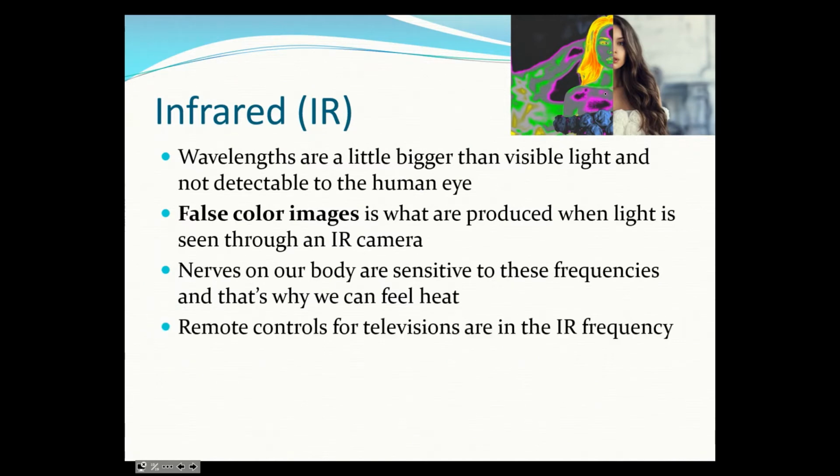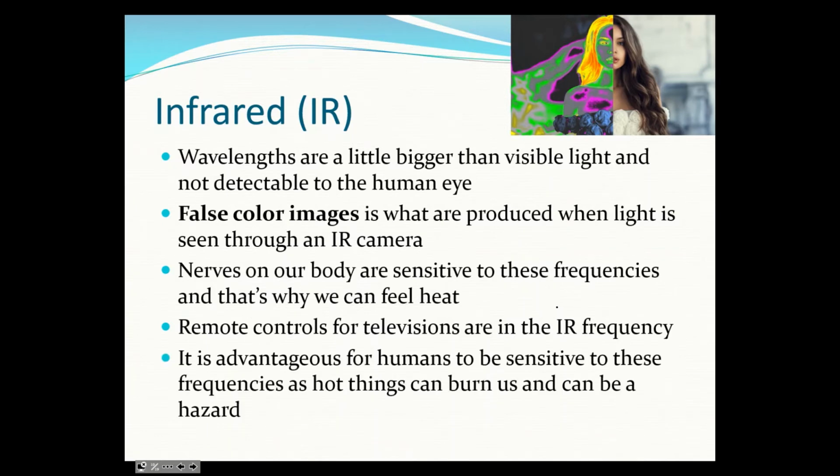So a use of infrared is remote controls for televisions. They're an infrared frequency, right? And if you're under the covers and you try to use the remote, it doesn't work because it can be blocked by the blanket, right? Another use I was talking about before of infrared is night vision cameras. So doorbell cameras, they shoot out infrared, which we can't see, but the camera can detect it, so it can illuminate objects in the infrared spectrum. So it's very advantageous for humans to be sensitive to these frequencies because infrared is heat and it can burn us and it can be a hazard. So that's good that our nerves can sense it.